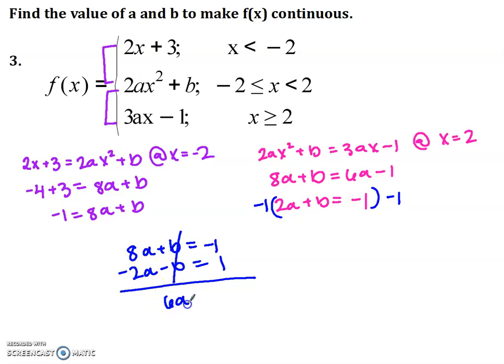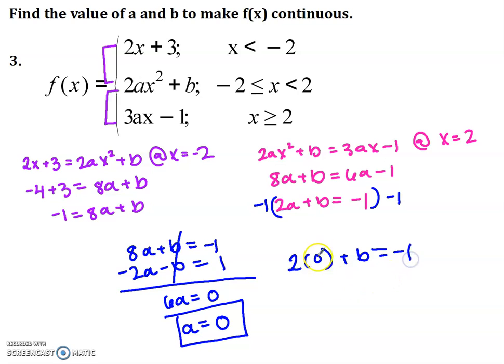Add those together, that gives me 6A. Add these together, that gives me 0. Divide by 6, and A is going to be 0 divided by 6, which is just 0. Then to get B, you can go back to either equation. I'm just going to pick this one because it's smaller numbers. So I would do 2A, so 2 times 0 that I just got, plus B equals -1. So this part will just be 0. So 0 plus B is just B. So we'll get B equals -1.